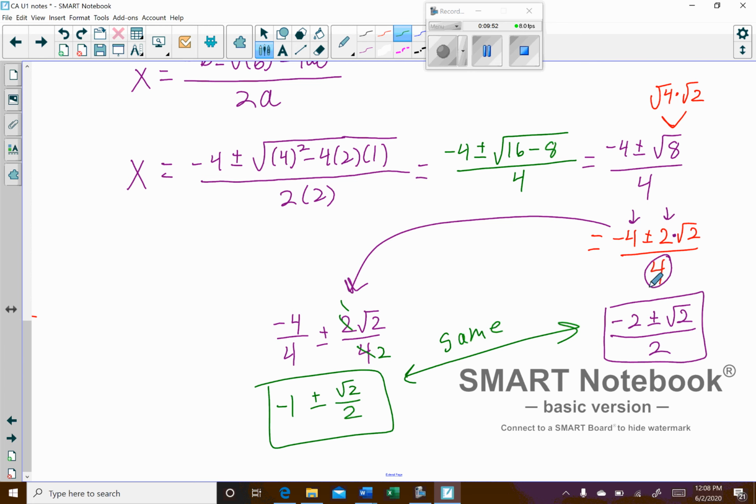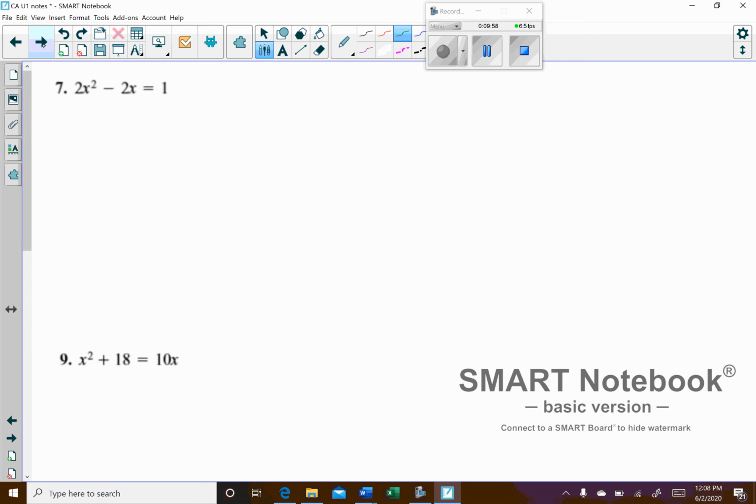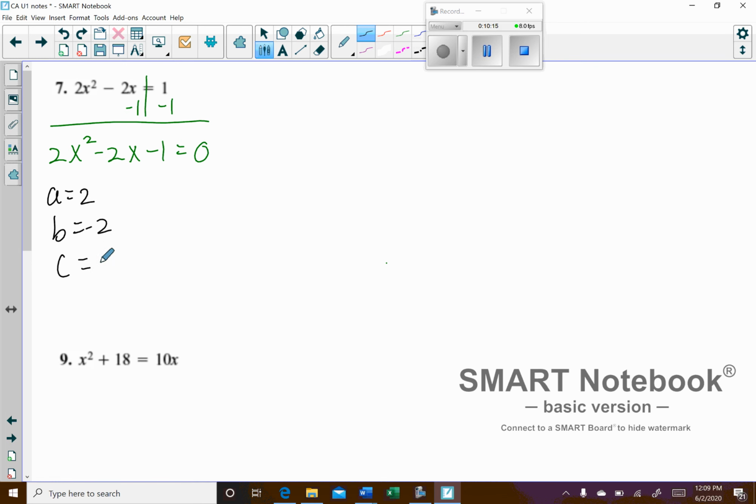Okay, let's try some more examples. All right, so on number 7 here, I have to set this equal to 0 before I can apply the process. So let's see, we're going to have 2x squared minus 2x minus 1 equals 0. And then let's see, a is 2, b is negative 2, and c is negative 1. So the formula is negative b plus or minus the square root of b squared minus 4ac, all divided by 2a.